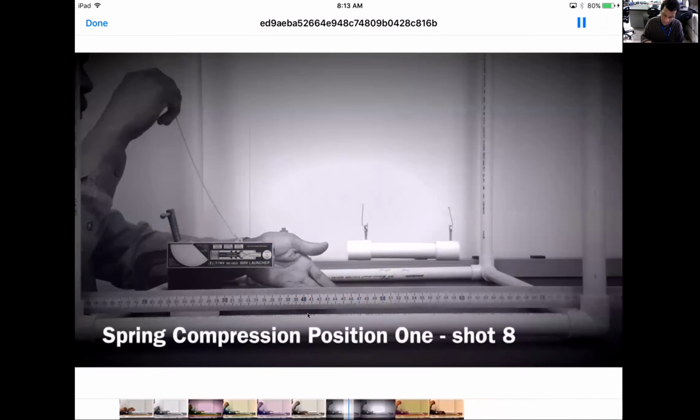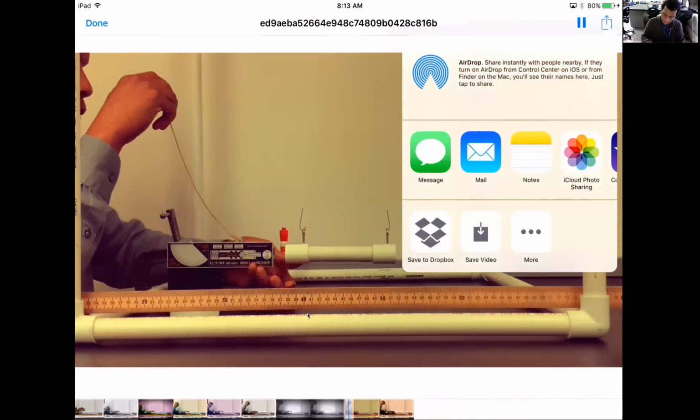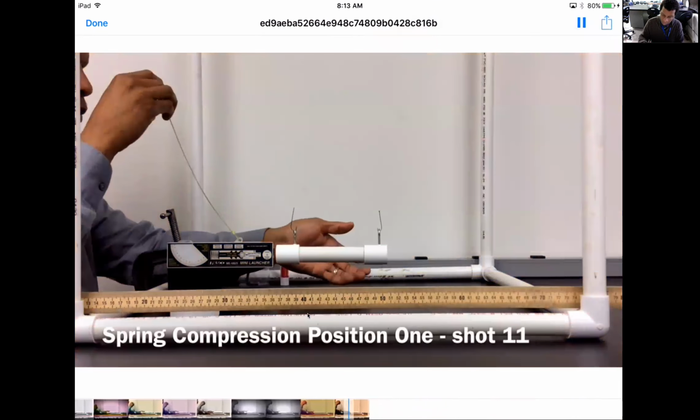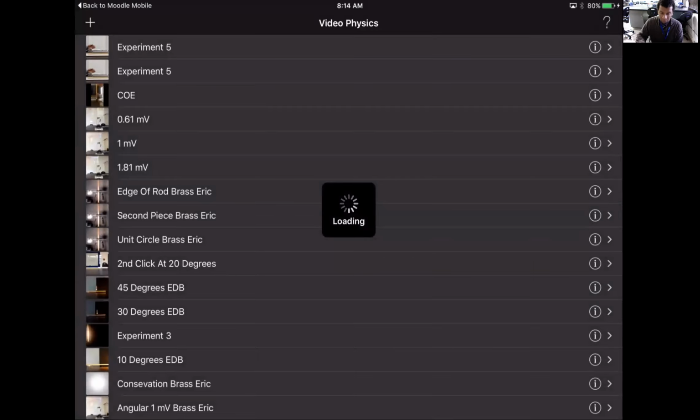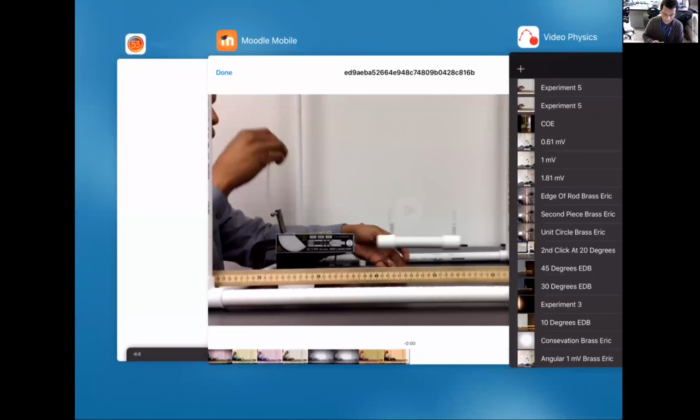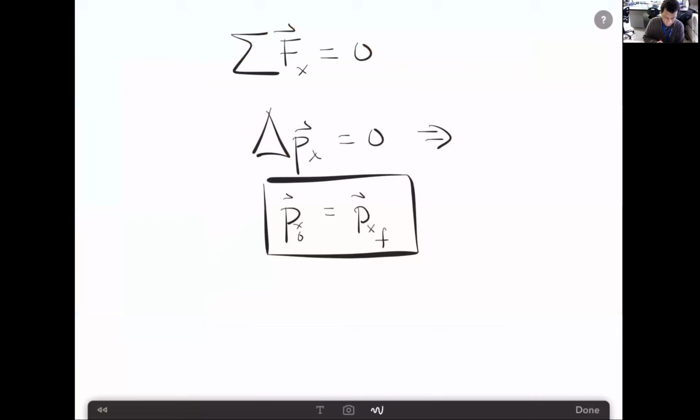Now that's the idea. I'm just gonna go ahead and share this with video physics. And while that goes into video physics, you'll see that we can rewrite this equation. The initial momentum in the x direction is just the mass, and I'm not going to even use the x direction. I'm just going to say the initial momentum. I'm going to go to a generalized formula. Is equal to the final momentum.